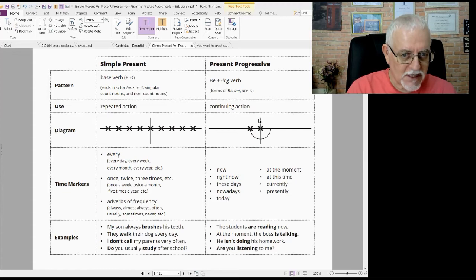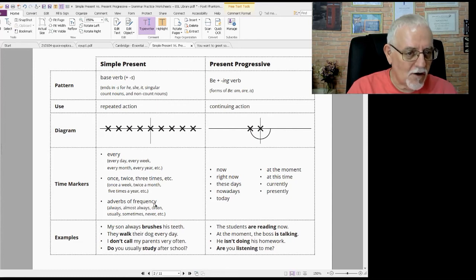So, present continuous. Time markers that we use to identify whether a sentence is going to be in the simple present tense or whether it's indeed in the present continuous. Time markers: every day, every week, every month, every year, etc. More time markers: once, twice, 3 times. Could be the song, once, twice, 3 times a lady. So once a week, twice a month, 5 times a year, etc.